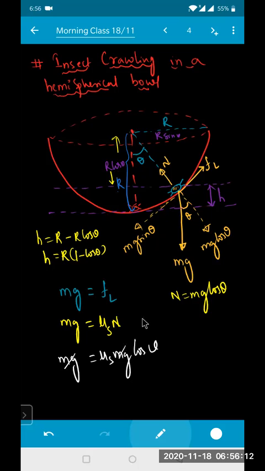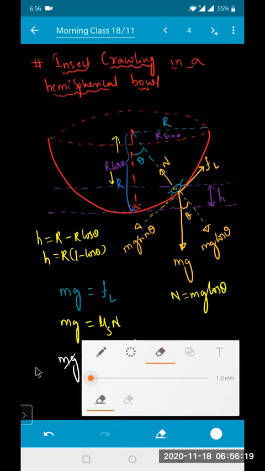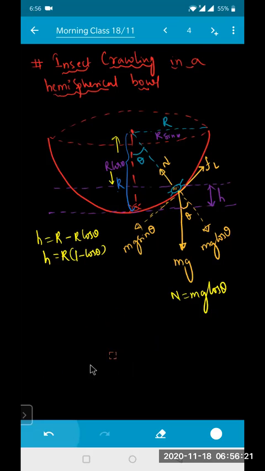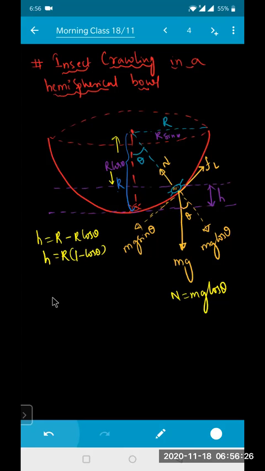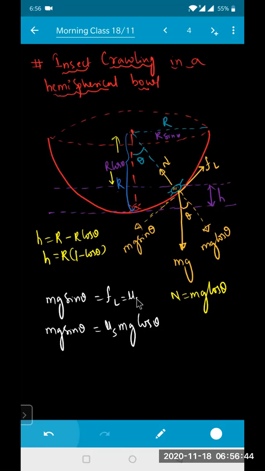So what will I be getting, can you tell me? Mg sin theta, sorry. This will be equal to mg sin theta. So I'm writing here mg sin theta will be equal to limiting friction, and N will be equal to mg cos theta. So this will be mg sin theta is equal to mu s into N, and N will be equal to mg cos theta.